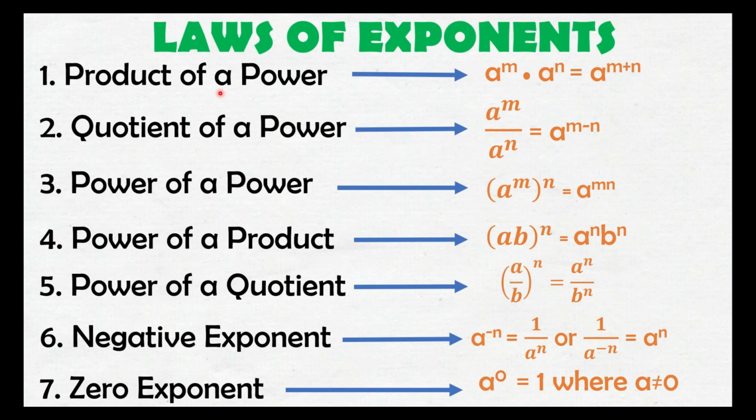So, ito yung tinatawag natin na mga laws of exponents. Pinag-aralan nyo na ito nung grade 7 and grade 8 kayo. So, meron akong nilista na 7 laws or rules dito. We have the product of a power, quotient of a power, power of a power, power of a product, power of a quotient, negative exponent, and 0 exponent. Ito yung mga nasa right side niya. Ito yung mga rules. So, pag-aaralan natin isa-isa yan.